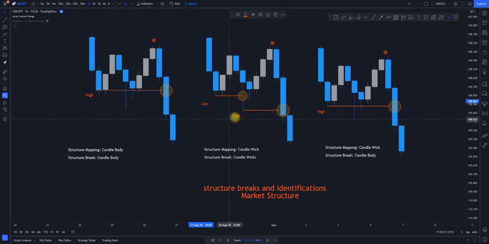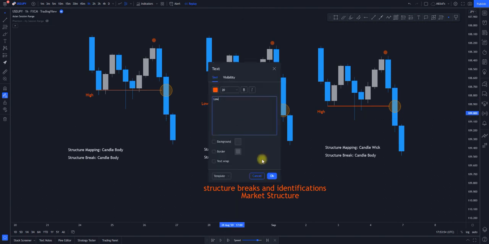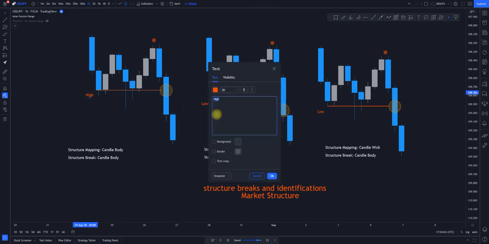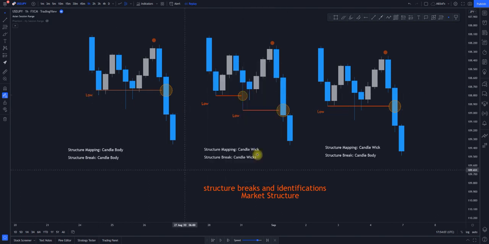Okay, so let me just actually look at it. You know we have price breaking structure to the downside. It is basically the same method, but the other way around. So basically the first one was the buy side structure breaks, and now this is the sell side structure breaks.